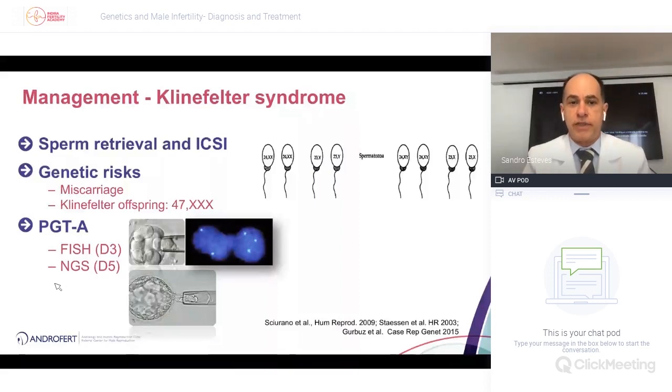So what I'm trying to say is that we need to discuss with the patient if there's a possibility to undergo PGT-A and the patient can afford it. Well, it's okay. I think it will avoid having an offspring with Klinefelter syndrome. We will avoid miscarriage due to the triple X genotype.